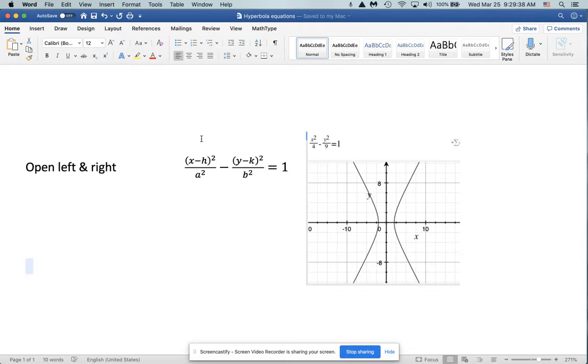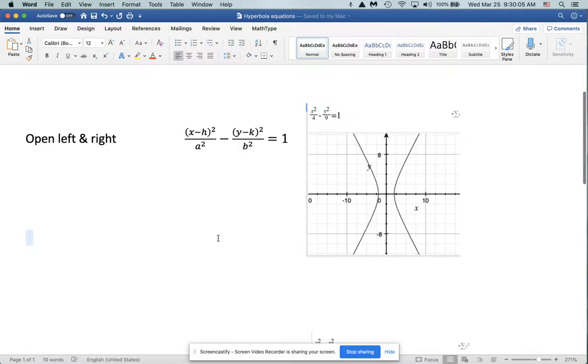Now, the thing about hyperbolas is they're not ovals. They look like two parabolas back to back. We could have them opening what we call left and right. Opening left and right is if the x is the one that's being squared and positive. If you're subtracting the y squared, it's open left and right. If x squared is positive, you're open left and right.